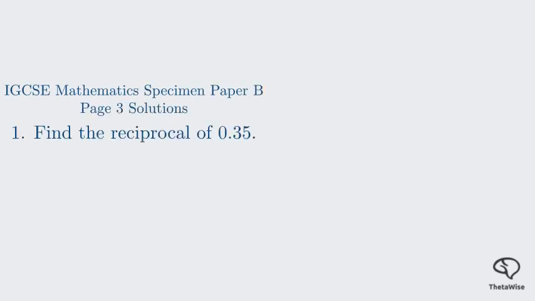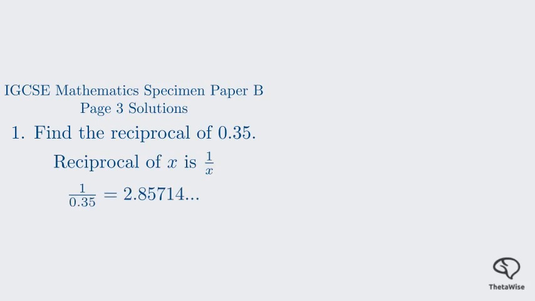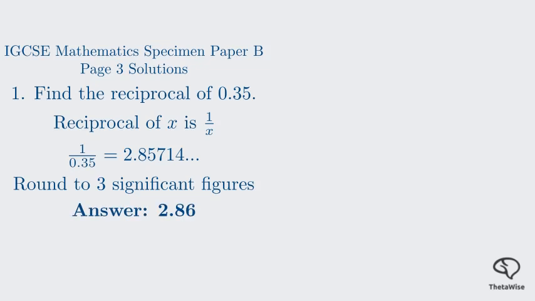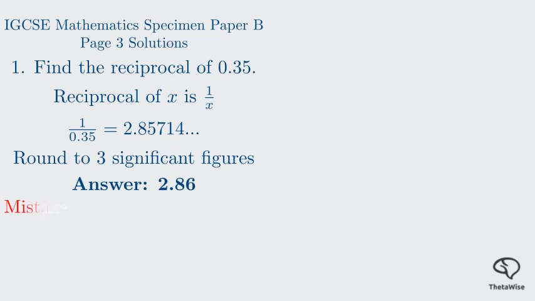Question 1 asks for the reciprocal of 0.35. The reciprocal of a number is just 1 divided by that number. Using your calculator, 1 divided by 0.35 gives us a recurring decimal. Remember the instruction to round to 3 significant figures. So, the final answer is 2.86. Common mistake: thinking reciprocal means negative or just changing the sign. Always remember it means 1 over the value.